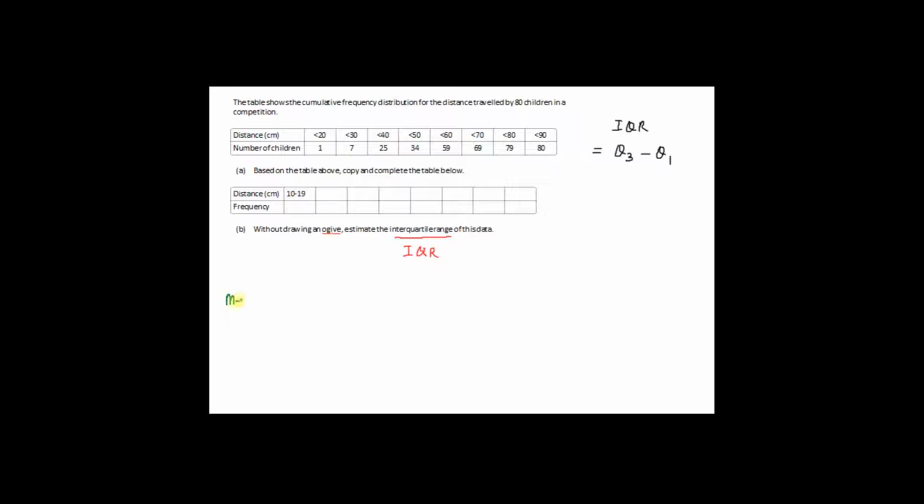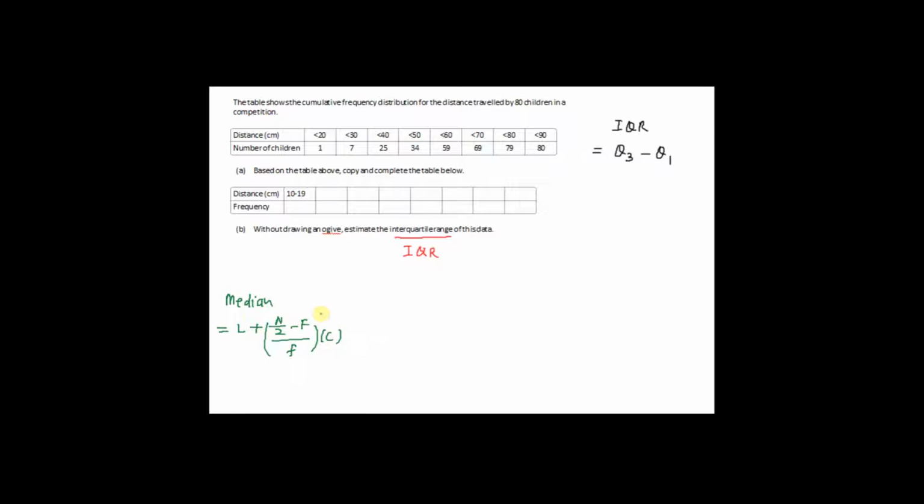Remember the formula for the median is equal to L plus N over 2 minus F over f, times C, where L is the lower boundary of the median class, big F is the cumulative frequency before the median class, small f is the frequency of the median class, and C is the class size.